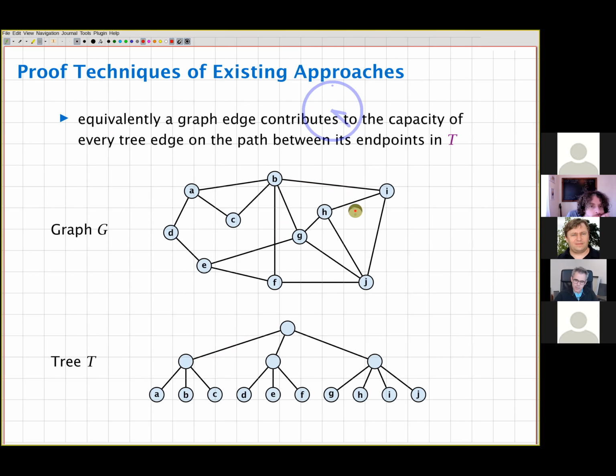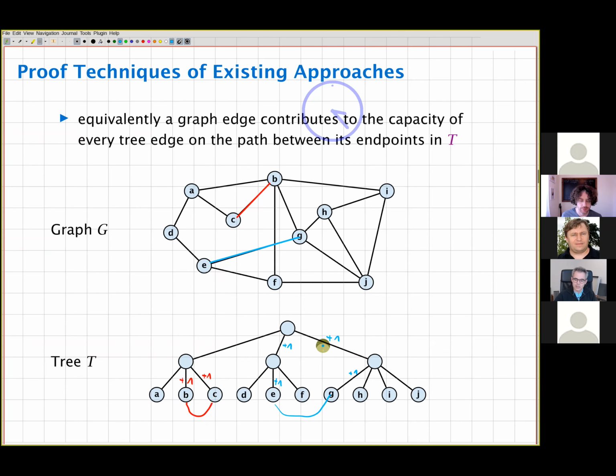So what does this mean? I take a graph edge, and now I'm looking at the corresponding path in the tree. So this is the path of this graph edge. And now I say, oh, this graph edge will add 1 to the capacity for every tree edge on its path. And I do this for every graph edge. So then I take this graph edge here. This is between these 2 edges. For this graph edge, I increase 1 for every edge on this path.